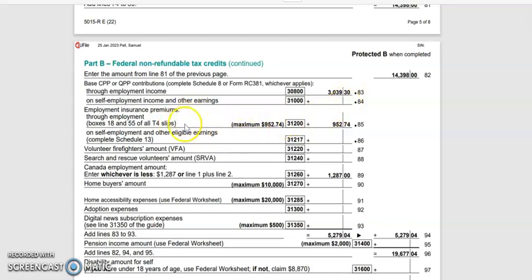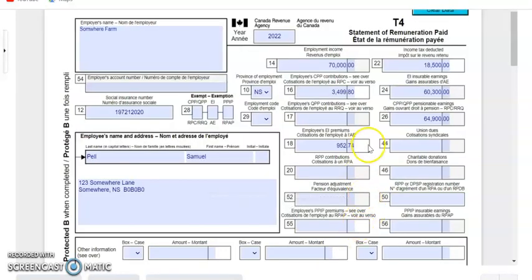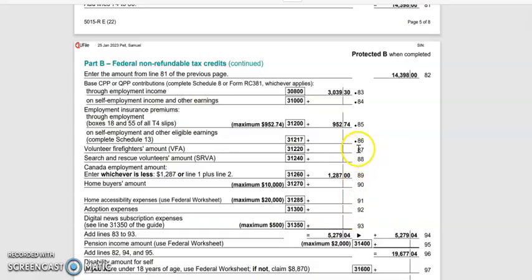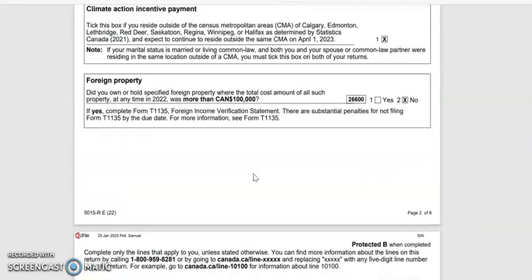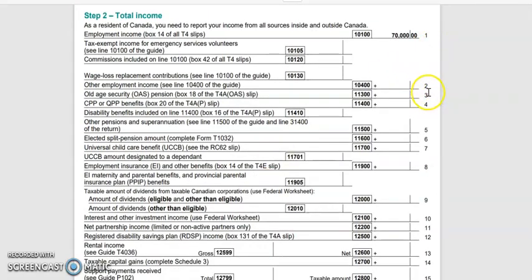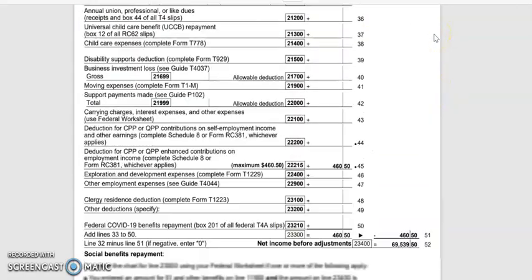So now here we've got your employment insurance premiums. That comes directly from your T4, $952.74. The Canadian employment amount, enter whichever is less, either $1,287 or line 1 plus line 2. So line 1 plus line 2. Line 2 is blank. Line 1 is your 70,000.